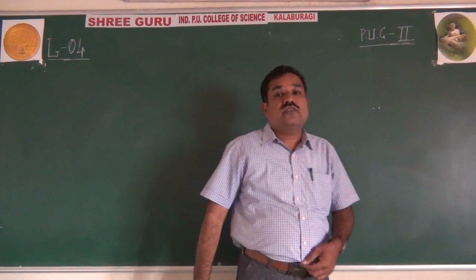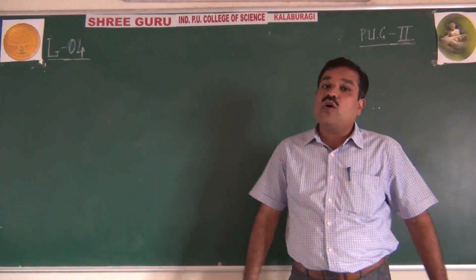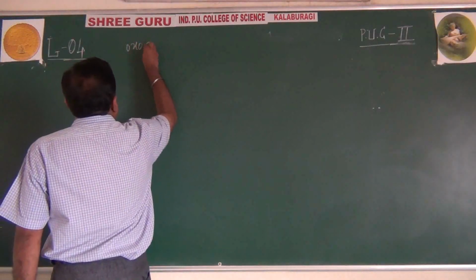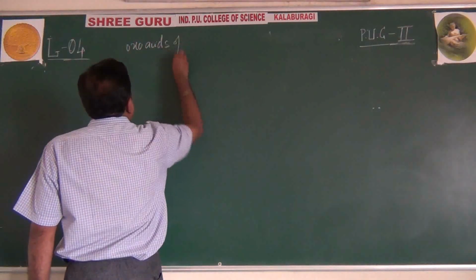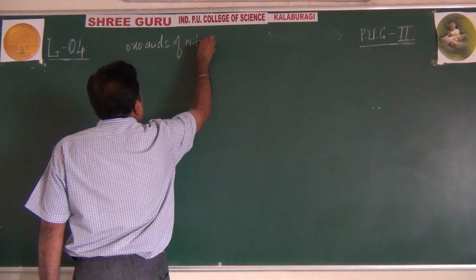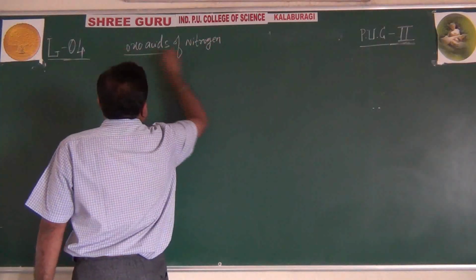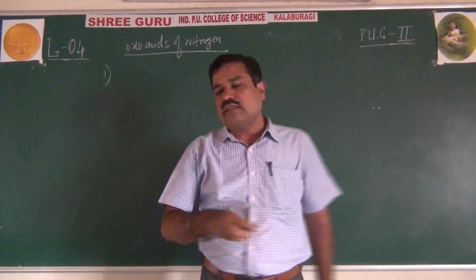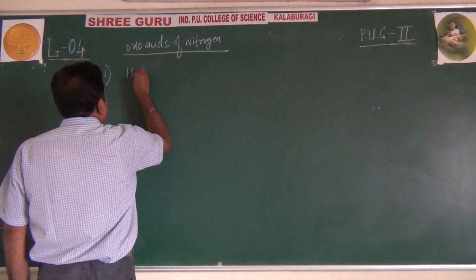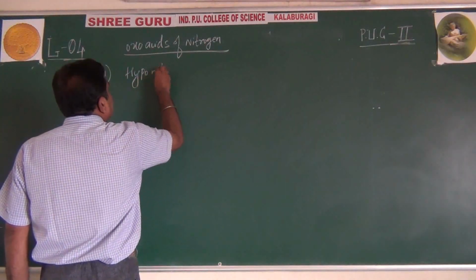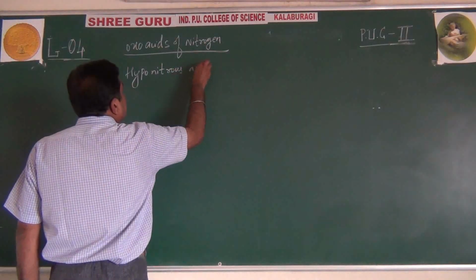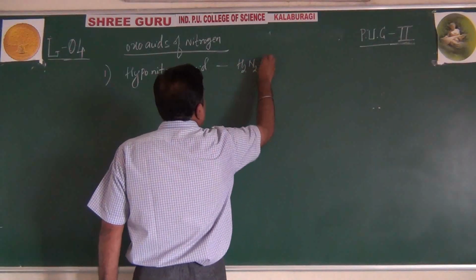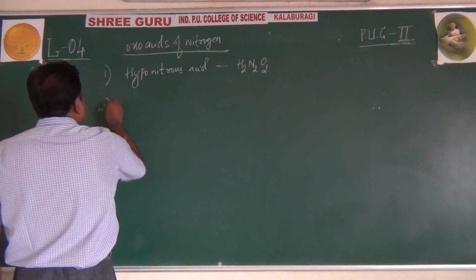Until now I studied oxides of nitrogen. Now today, oxoacids of nitrogen. What are the oxoacids of nitrogen? Number 1 is hyponitrous acid, H2N2O2.